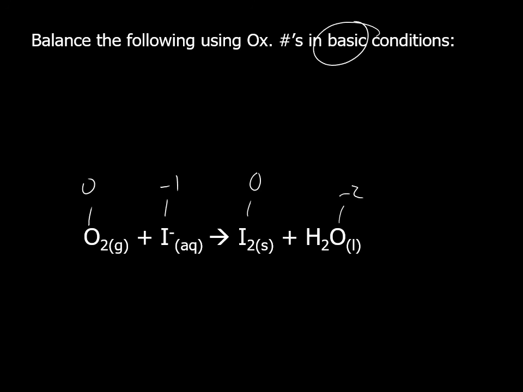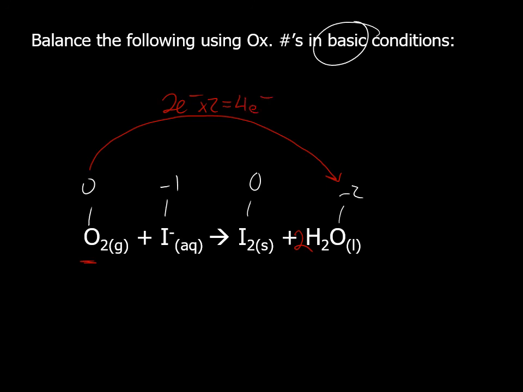Our reduction should see a drop in its oxidation number. So if we look at oxygen going from 0 to -2, it is gaining 2 electrons, but there's 2 of them on the left-hand side, so I'm going to put a temporary coefficient of 2, so I have 2 on the right-hand side. And so I'm really talking about a reduction. It is gaining 4 electrons.